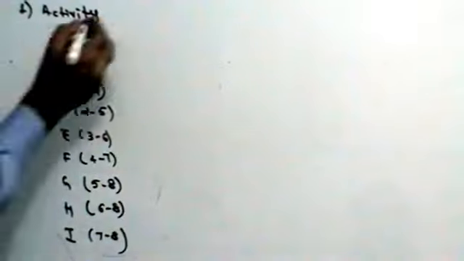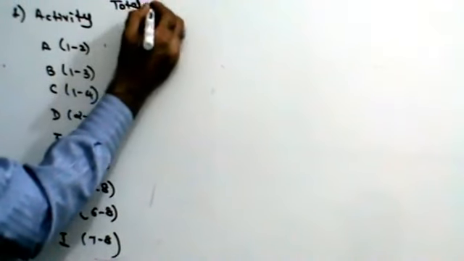6, 8, 7, 8. Now that we know what a float is, let us find out the different types of floats. The first type is called total float. Total float is the amount of time by which the completion of an activity can be delayed beyond the earliest possible finishing time without affecting the total project completion time. By how much can it be delayed and yet my project can be completed in time? That is called total float.